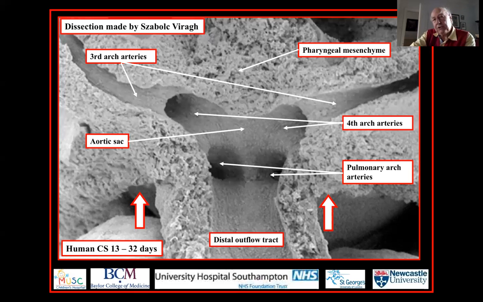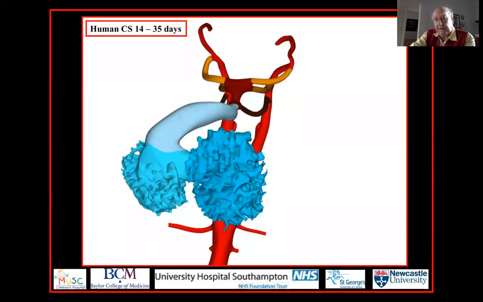In fact, what I'm showing you here is a reconstruction of a CS13 embryo. The reconstruction I showed you in PDF format was a CS14 embryo, but there's very little difference at this early stage in the aortic sac. So this is what it looks like in the CS14 embryo. As you see, again, 35 days, 5 weeks of development.